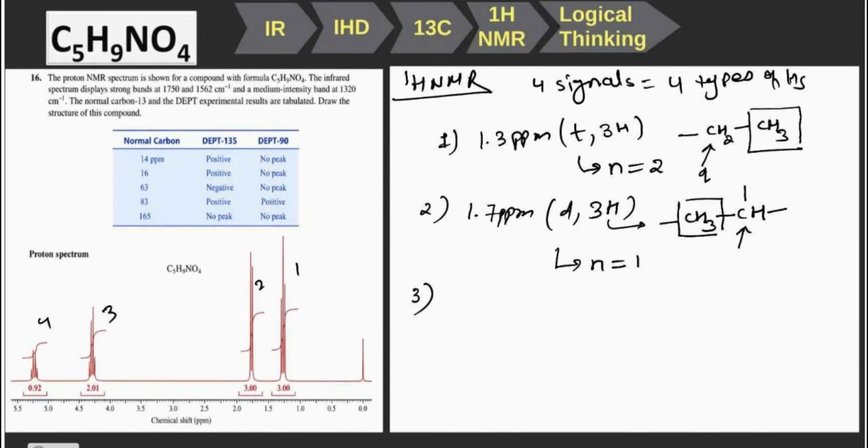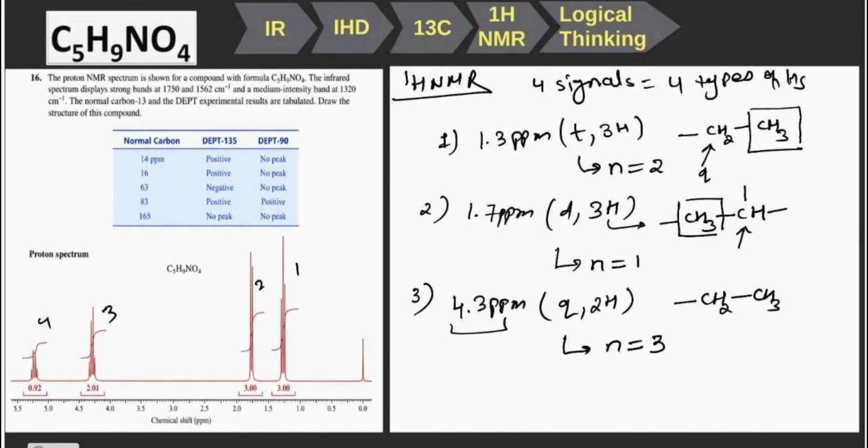Now look at the third signal, which is a quartet. Yes, it is around 4.3 ppm, and this quartet has an integration value of 2 hydrogens. So this indicates that there are 3 neighboring hydrogens, and it could be like this: CH2, CH3, right? But the interesting part is that this CH2 is coming in the deshielded region at 4.3 ppm. So this could be attached to the oxygen. It could be like this.